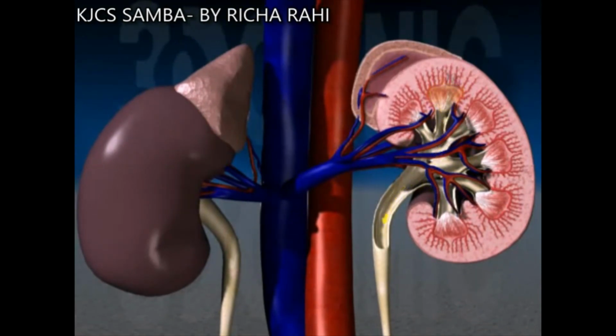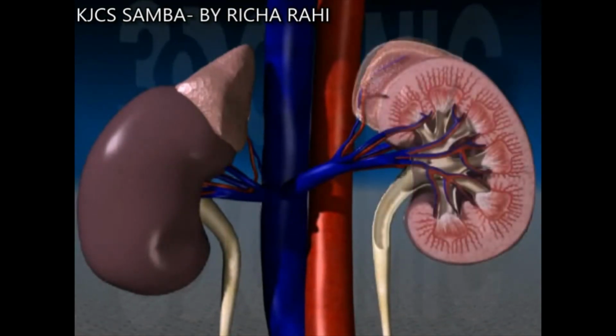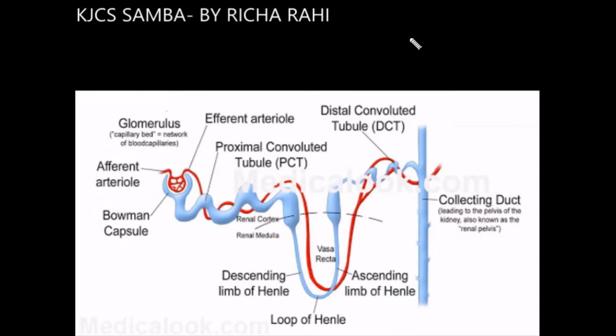So this video will show the inside structure of the kidneys, how the filtrate will flow out from the kidneys to the ureter. So this is the detailed structure of the nephron. The nephron is basically divided into 5 parts. The first part is the Bowman capsule.